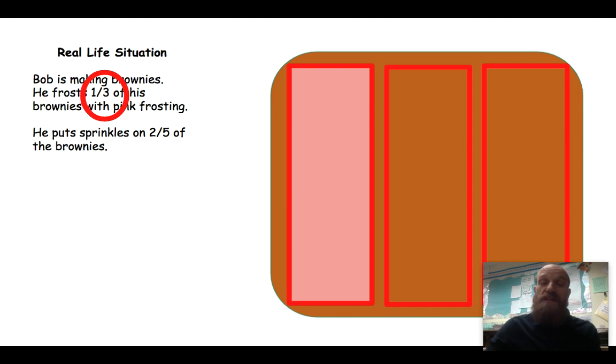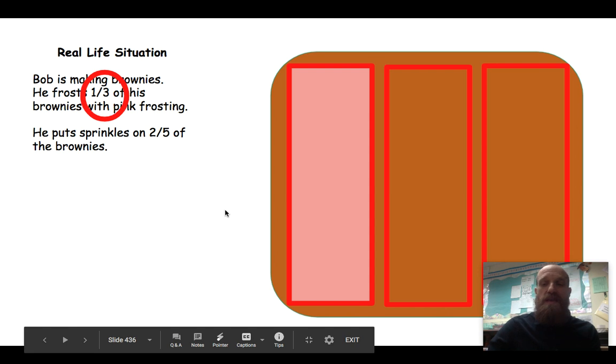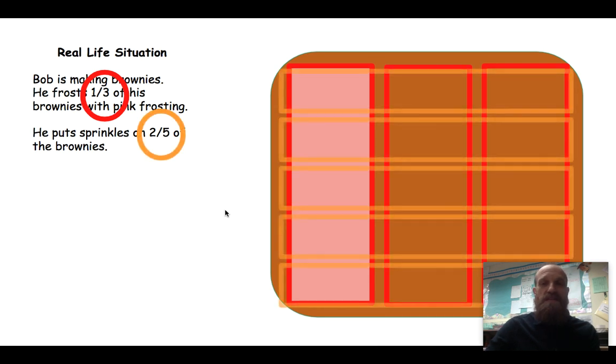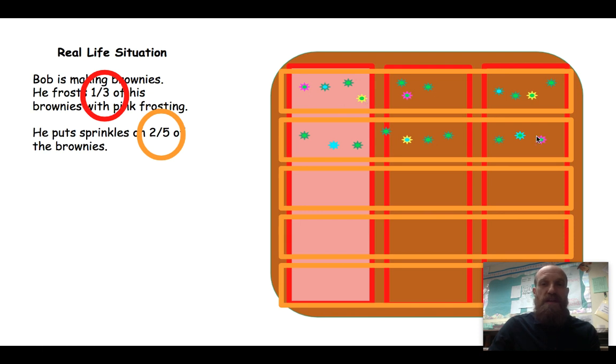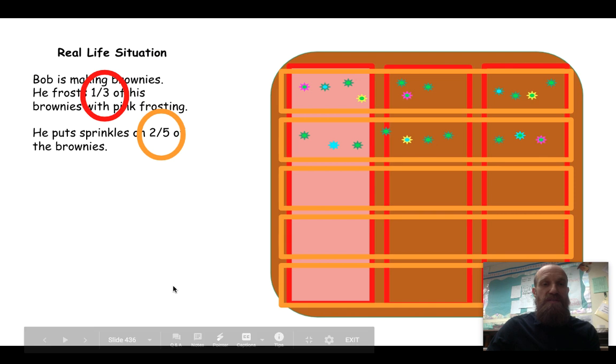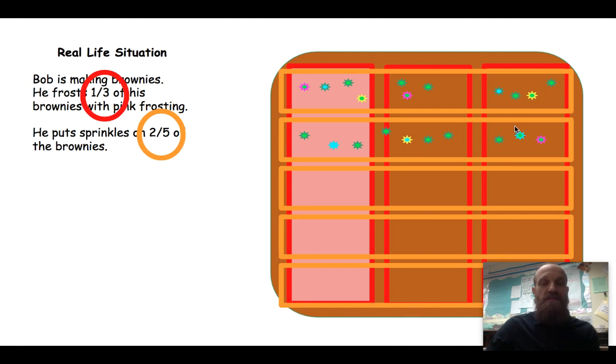Now, he puts sprinkles on 2/5 of the brownies. So I have to cut or partition the brownies also into fifths. Since my pink frosting goes up and down vertically, I'm going to partition the fifths horizontally, just like that. So now I have 1, 2, 3, 4, 5 parts, and 2 of those fifths, this part and this part, are covered in sprinkles. So far, 1/3 has been frosted with pink frosting, and 2/5 going horizontally across have been covered in sprinkles.